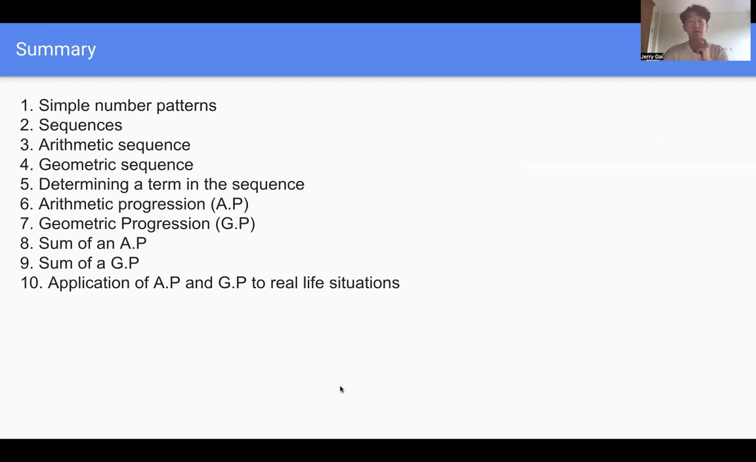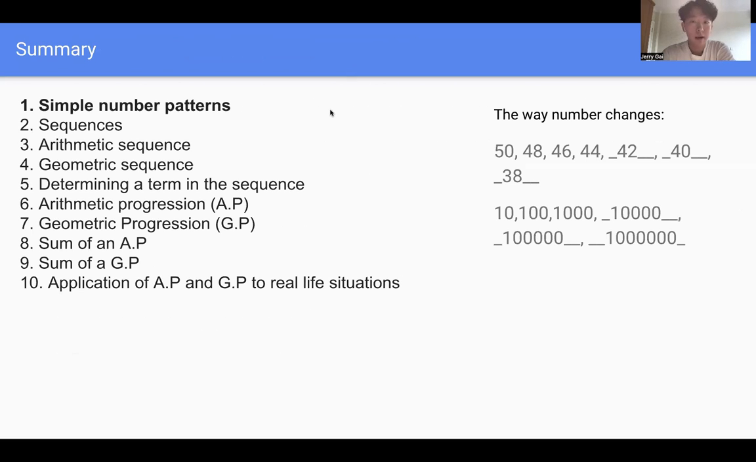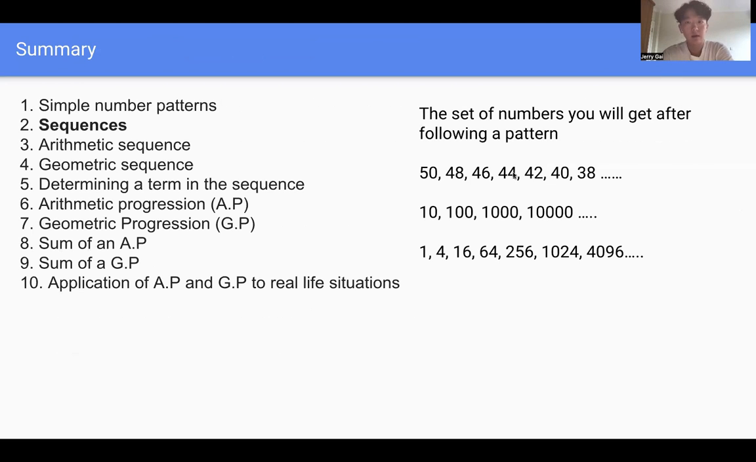Okay, let's go over everything we have learned in this chapter. First we learned the number patterns, and a pattern is just the way that numbers change. So you can see some examples. Then we learned sequence. A sequence is just a set of all the numbers that you will get after following a certain pattern.